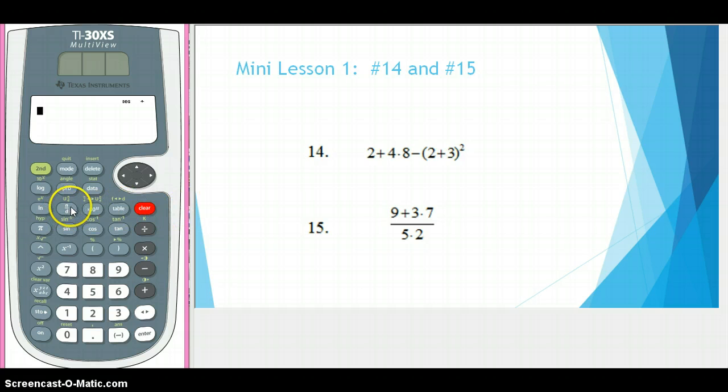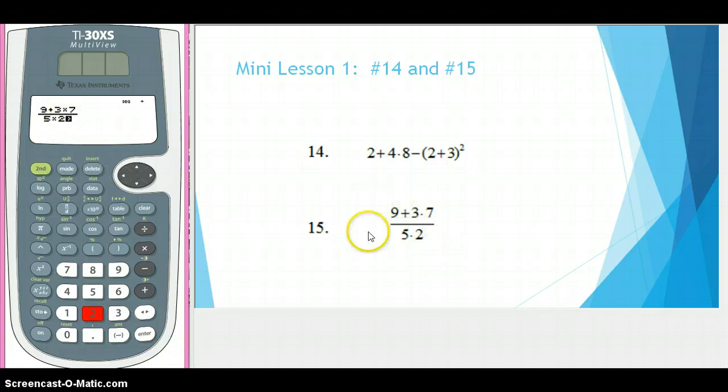So we don't have to worry about that. Notice this button says n over d. That means numerator over denominator. You'll learn those words more in the next section. And notice it makes 2 boxes and a fraction bar. So on the top, I'm going to put 9 plus 3 times 7. Now to get to the bottom, I'm going to use the arrow key going down. Notice the blinker moved down to the bottom. And now I'm going to put 5 times 2.